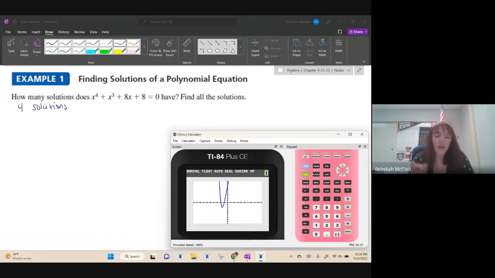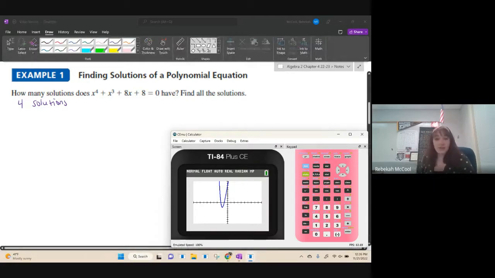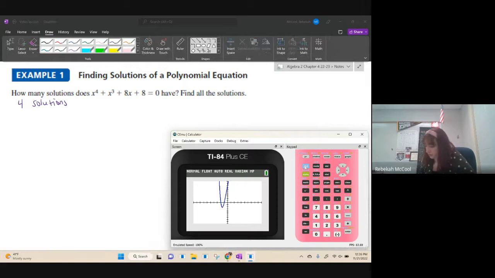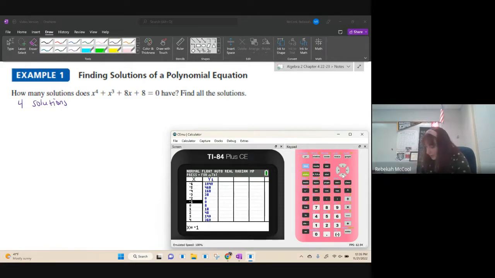Once again, we're looking for our zeros or the x-intercepts. I can see that there are 2 of them there. Let me get my keyboard here so we can look at the table. So I can see that there's going to be 2 real solutions. Hopefully they're both nice numbers. Looking at my table, looking for where the y values are 0, you've got -2 and -1. So they are nice numbers.